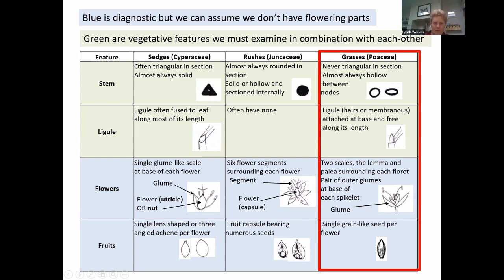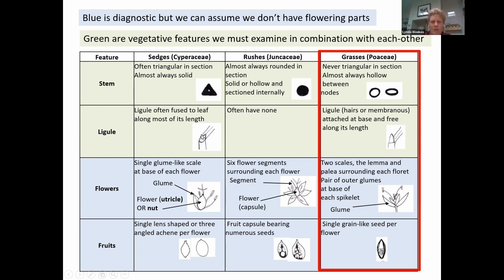But if you don't have those, you depend on vegetative features, which are in the green here. You have to examine them as a whole. So sedges, triangular stem, generally speaking, and almost always solid, all right? Rushes, round, often hollow, or often filled with sponge, but if they're not and they're hollow, they're sectioned internally like a little ladder, if you like. If you split a stem down longitudinally, you see little sections inside. Grasses tend to be hollow and rounded.